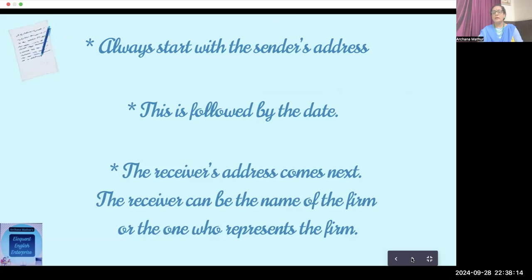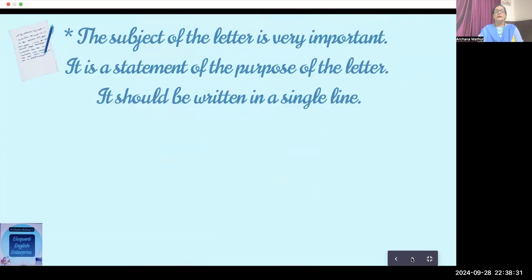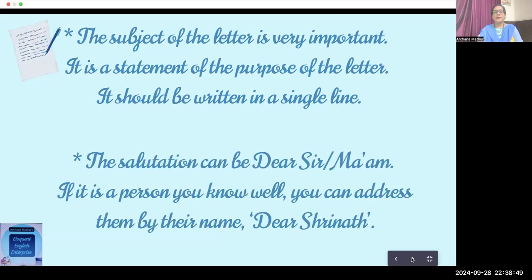So the receiver can be the name of a firm or the one who represents the firm. It could be an official. It could be a kind of a shopkeeper, just about anybody. So sender's address, date, leave a line, and then the receiver's address. Then comes the subject. The subject of the letter is very important. It is a statement of the purpose of the letter, like why exactly are you writing that letter? So it gives a gist to the reader of what the letter is all about. It should always be written in a single line.